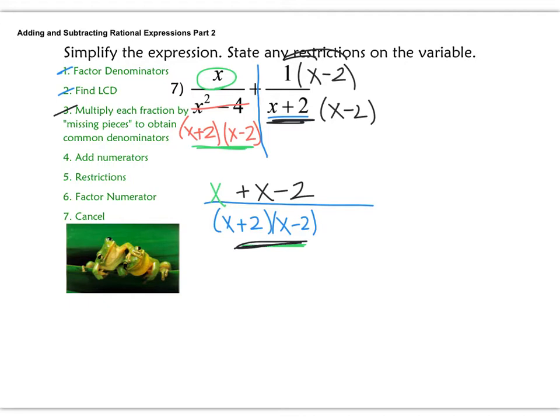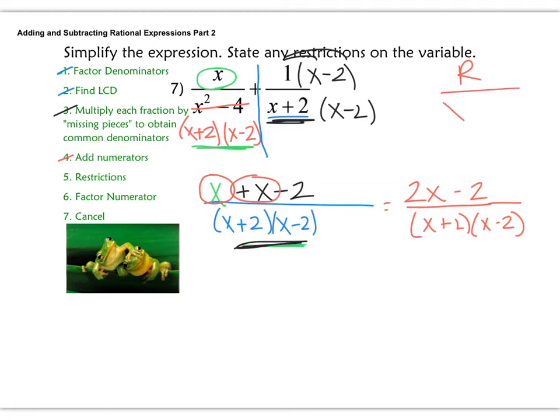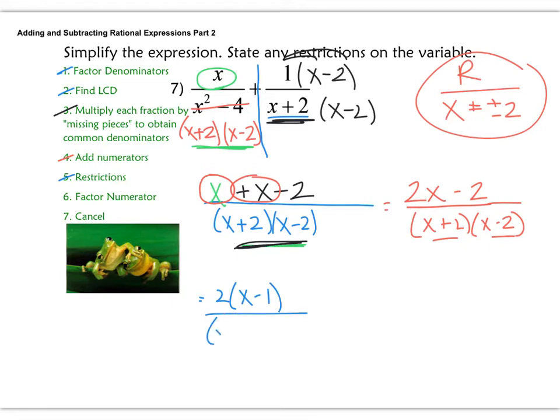Step 4, add numerators. So I have x plus x, which is 2x, minus 2, over x plus 2, x minus 2. So step 4 done. Step 5, my restrictions. So x cannot equal, from the denominators down here, plus or minus 2. Step 6, factor numerator. Well, I can take out a 2, which leaves me with x minus 1 over x plus 2, x minus 2.